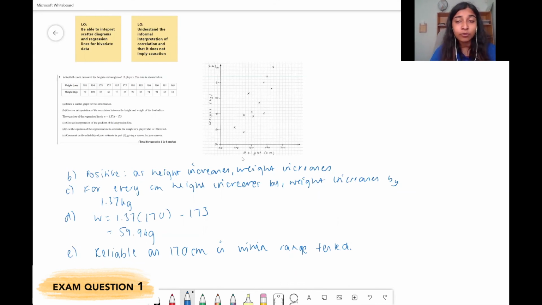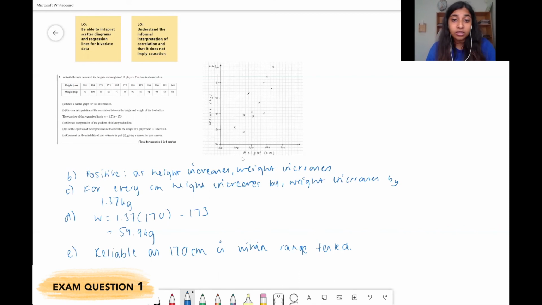So it's just knowing how to describe a correlation in the context of the question, how you describe the gradient and y-intercept of your regression line, again within the context of your question, and also knowing whether your estimate is reliable or not. So normally, if the value they want you to use to find another variable, so they've said 170 to find your weight, is within the range of data values that you have, then it's normally reliable.